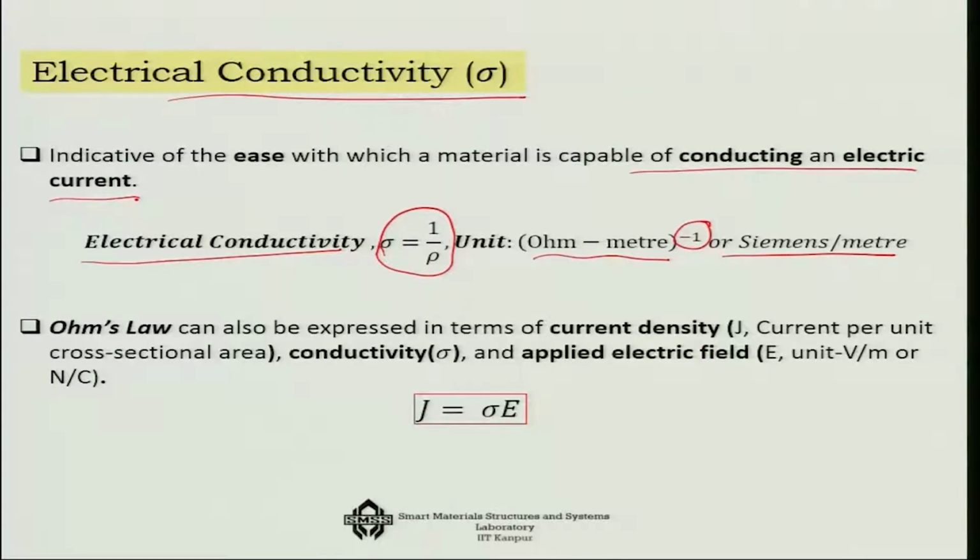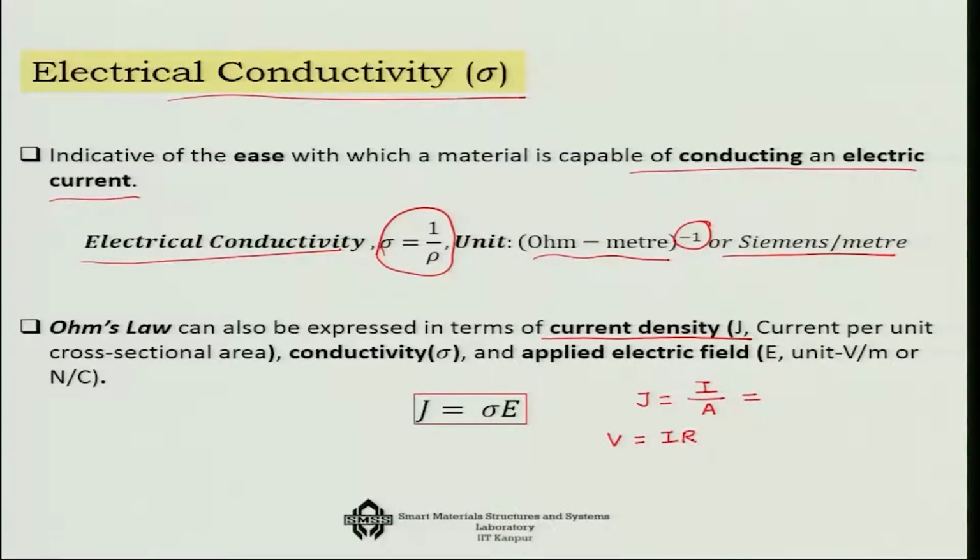Now that we know that this sigma is there with us, we can get a better form of Ohm's law in terms of the current density J, which is current per unit cross sectional area. J equals I, current per unit cross sectional area, and voltage, you already know that voltage equals IR.